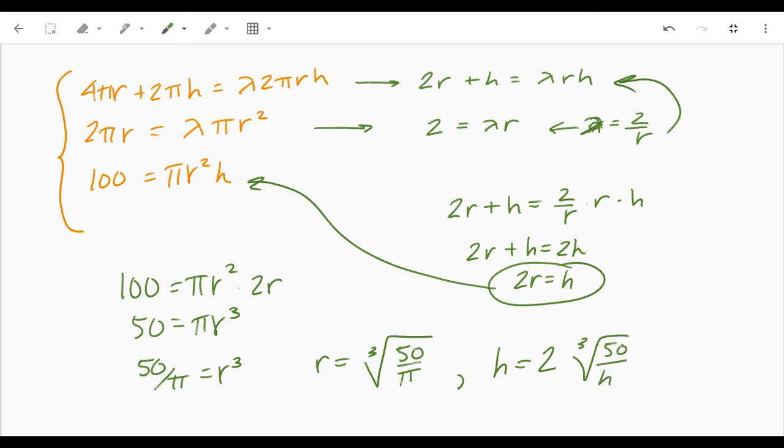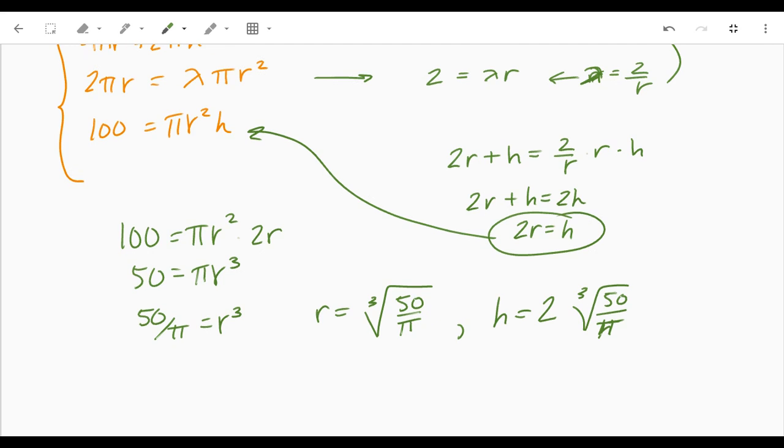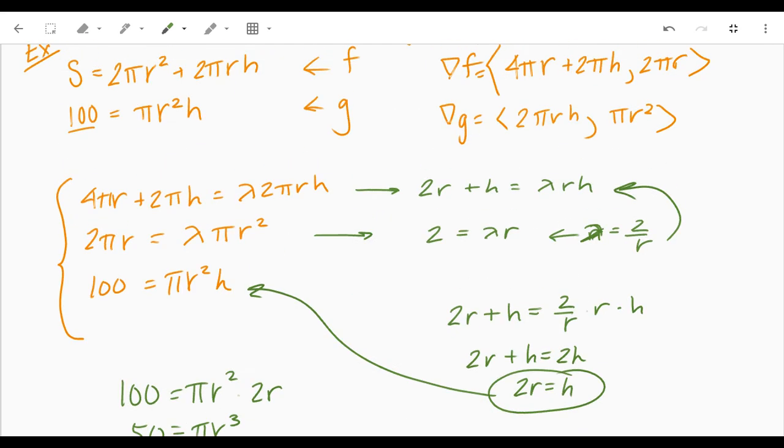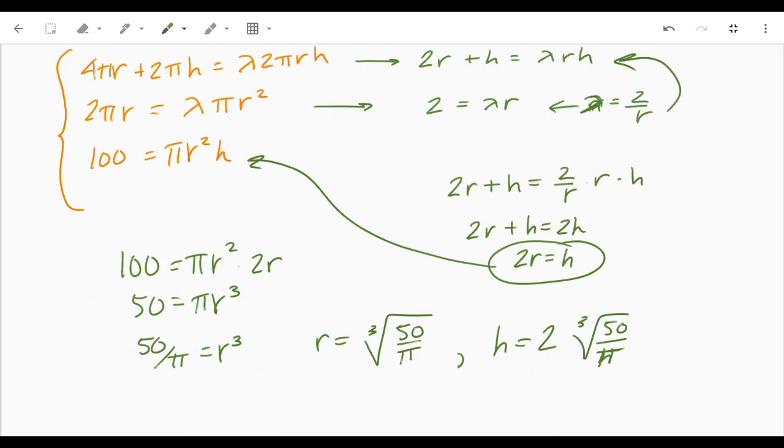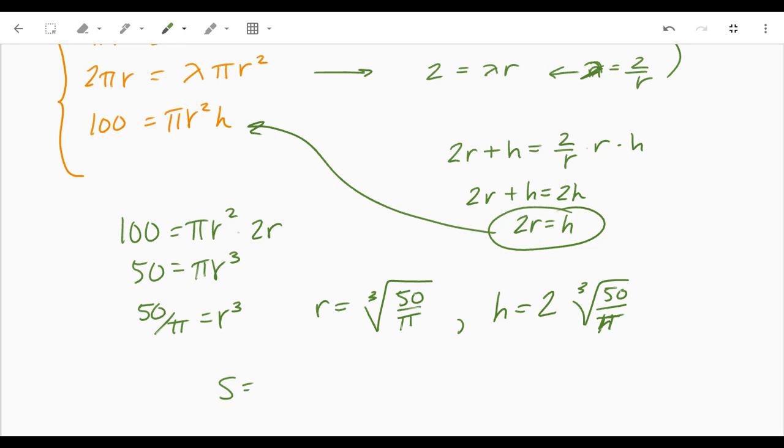Oops, pi. And we're trying to maximize the surface area. I don't think this one explicitly asked for us to go that far. I think it just said the dimensions that would maximize it, but the surface area then would be 2 pi times 50 over pi to the 2/3.